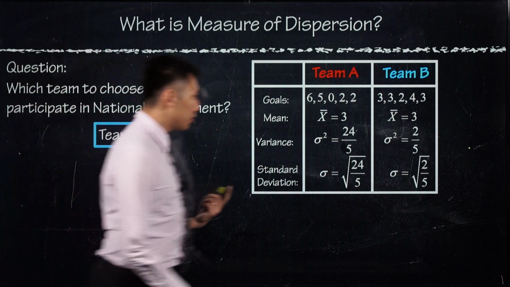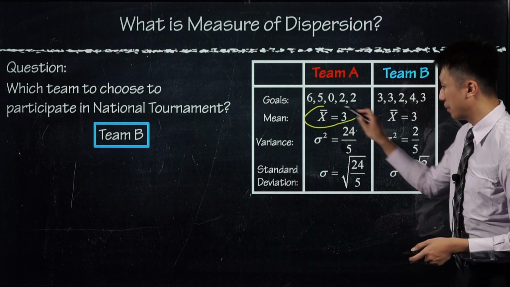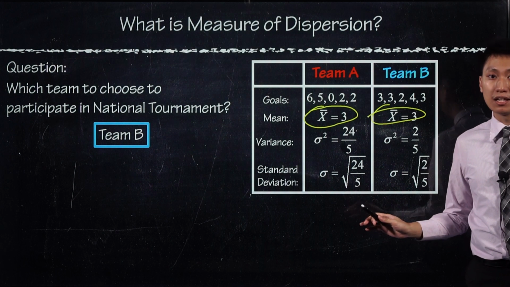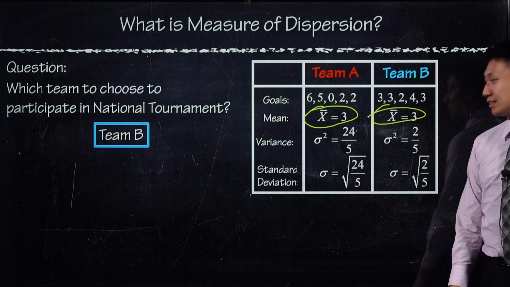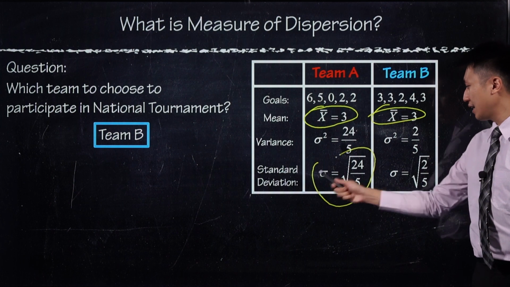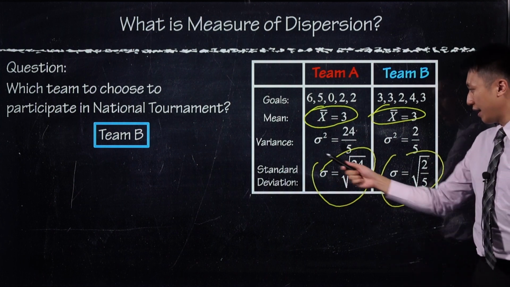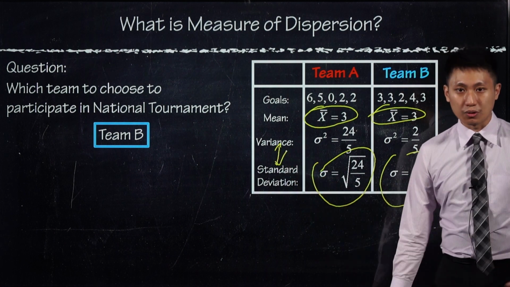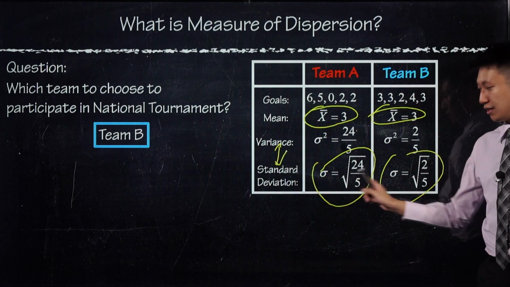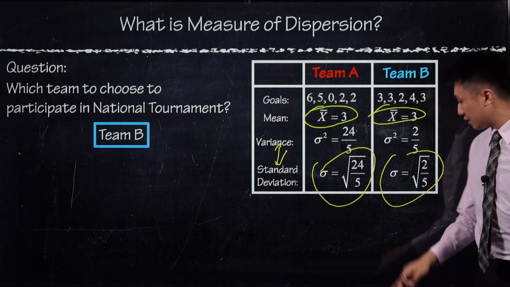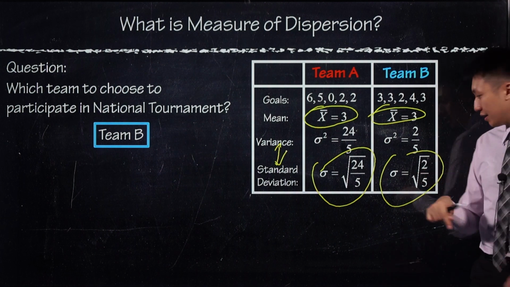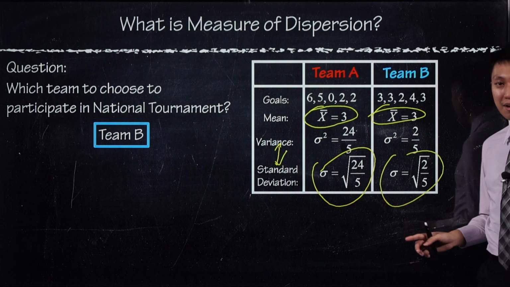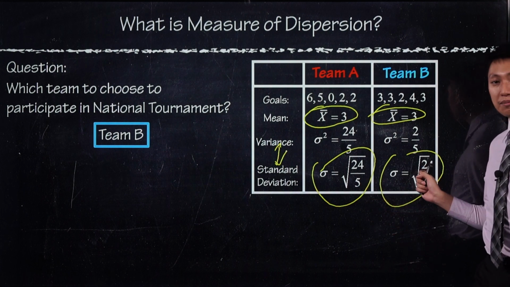Okay, so you have the same mean, 3 goals. They score 3 goals on average. But what is different is this thing, standard deviation. If you talk about standard deviation, it's the same as talking about variance. So any of these. Which one is smaller? Smaller is this one, right? You don't even need to press the calculator: 24 divided by 5 and 2 divided by 5. Of course, this one is smaller, right?